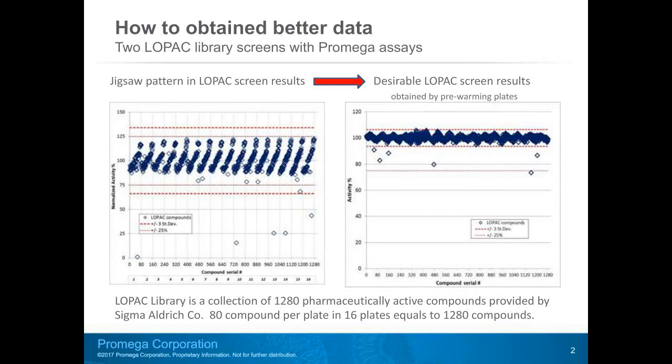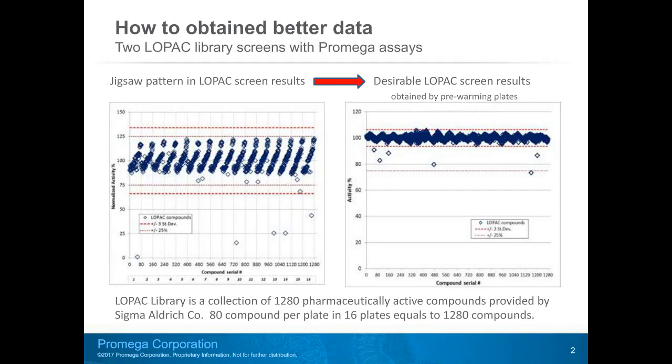Thank you, and hello, and thank you for joining us today. One of my duties at Promega is to evaluate and validate newly developed Promega assays by screening them against small compound libraries. After processing multiple screening data sets, I was quite puzzled by the jigsaw pattern or periodicity of the data I observed in all of my screens.